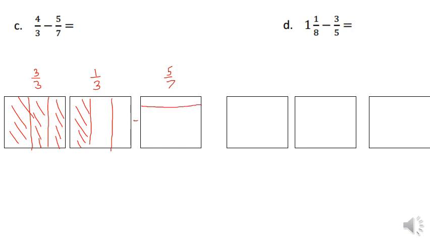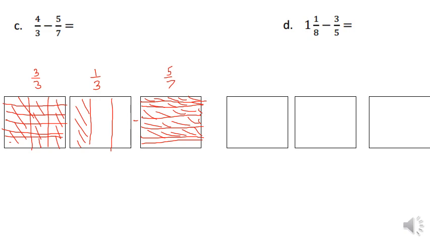Horizontally on my next model, I'm going with 7ths. There's 1, 2, 3, 4, 5, 6, and 7. And I'm going to shade 5 out of the 7. There's 1, 2, 3, 4, 5 out of the 7. Now I'm going to combine my 7s with my thirds. There's 1, 2, 3, 4, 5, 6, and 7.